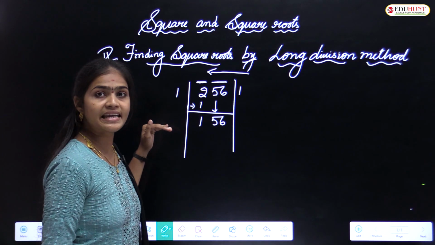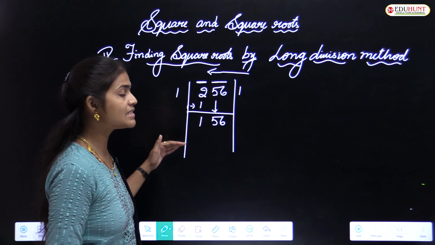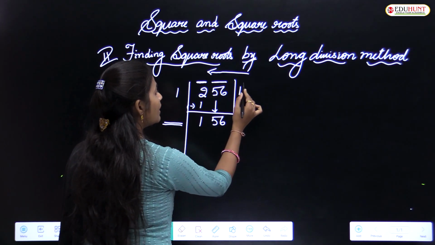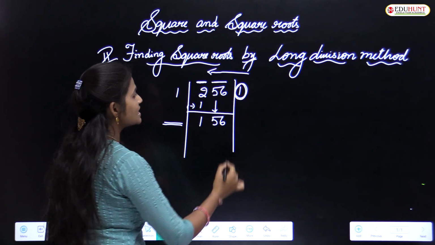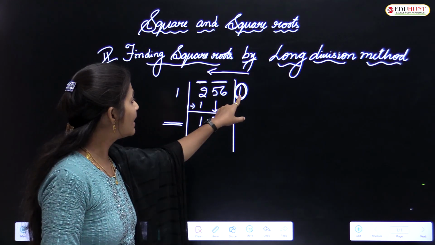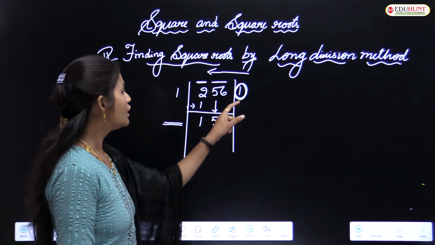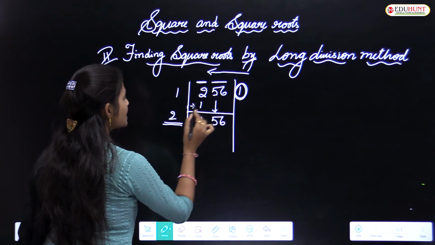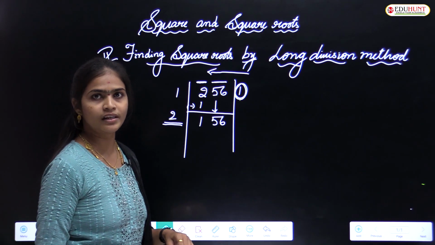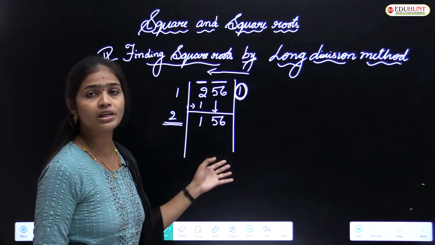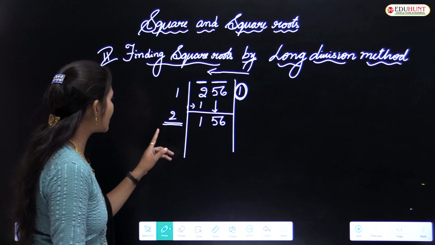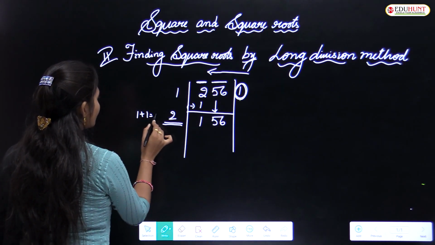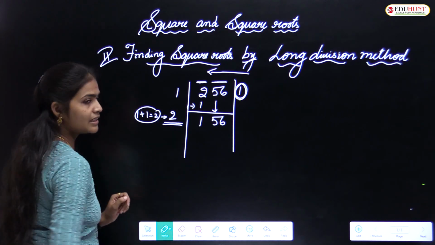Next, come to the second step. This is also very important. Listen carefully. Here we have to take the double of this quotient. So 1 into 2 is equal to 2, or else 1 plus 1 is equal to 2 we have to take. At first you may get confused, I will tell you a second example also, so listen carefully. So here 1 plus 1 is equal to 2, that I have taken here.